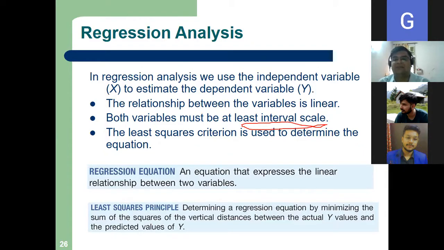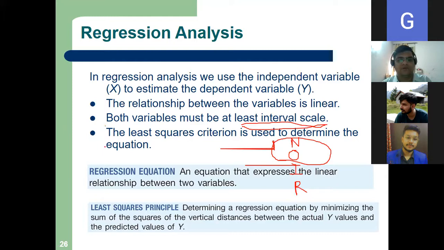Hope you remember the sequence. The lowest scale is nominal, then ordinal, then interval, then ratio. So regression does not work on the first two; regression works on I and R, interval and ratio scale. Always remember this. So both variables must be at least interval scale. The least square criteria is used to determine the regression equation.